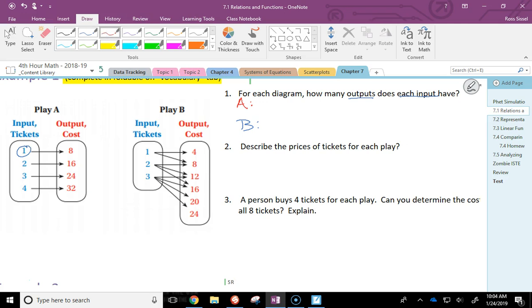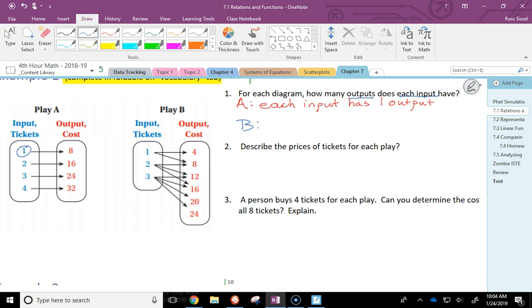So we're going to write that. Everyone can put this in. Put A for our play A, and we're going to say each input has 1 output. And if we look at that, if I put 1 in, the only answer that would come out is 8. If I put 2 in, the only output that would come out is 16. If 3 went in, the only thing out is 24. So if we did that, let's look at B though.